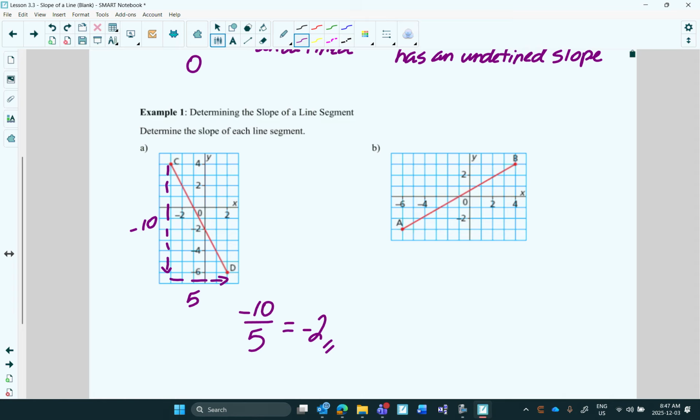And so for the next one, slope AB, from A to B, or from B to A, doesn't matter. It's still going to give you the same answer. So let's start at A. How much do I move vertically? 6. How much do I move horizontally? 10. So my slope is going to be the vertical change 6 divided by the horizontal change 10. Can't divide cleanly, but I can reduce that. So we just reduce it to 3/5.